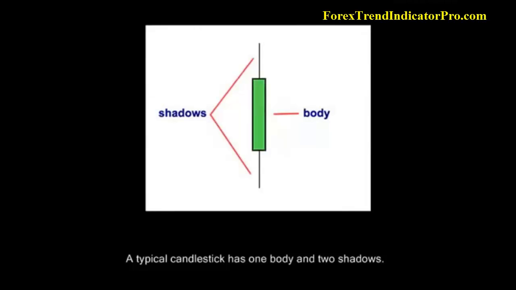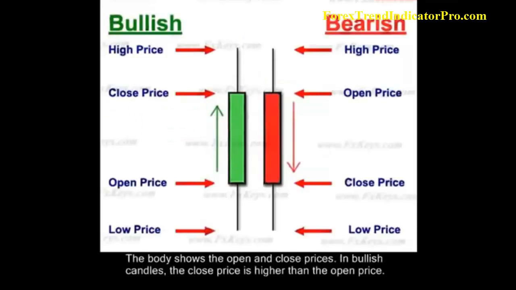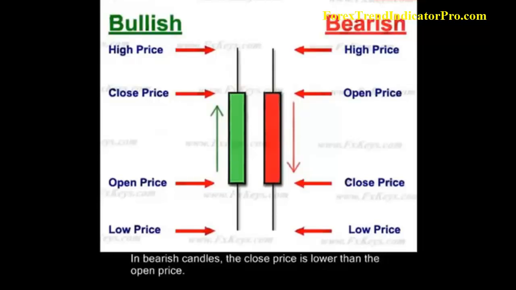A typical candlestick has one body and two shadows. The body shows the open and close prices. In bullish candles, the close price is higher than the open price. In bearish candles, the close price is lower than the open price.